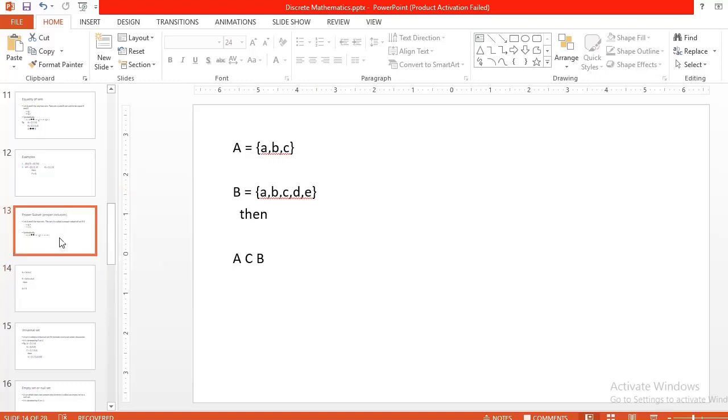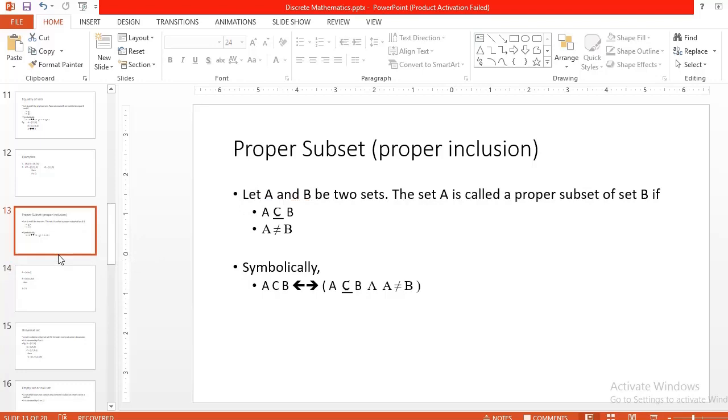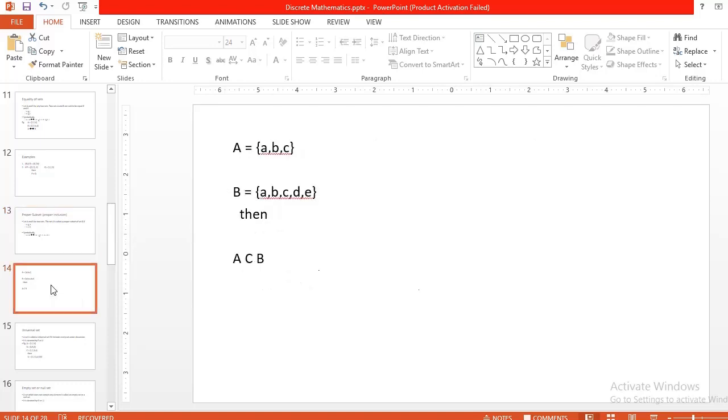Now check the second condition. What is the second condition? A is not equal to B. A contains 3 elements and B contains 5 elements, so A is not equal to B. Both conditions are satisfied. So by this example, we can say that A is a proper subset of B, and this is the symbol for proper subset.